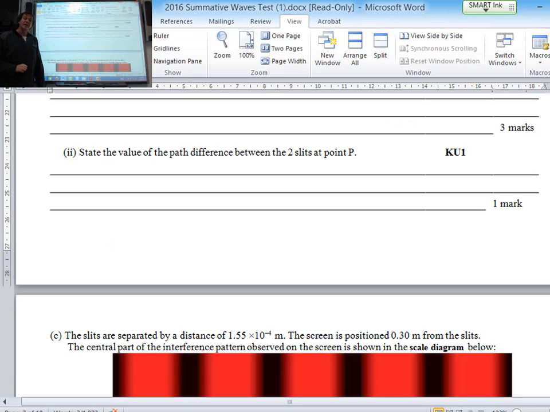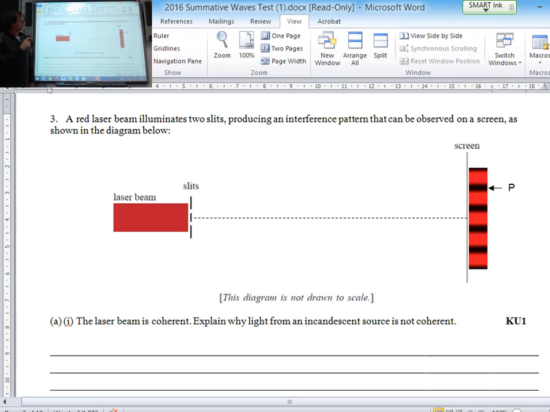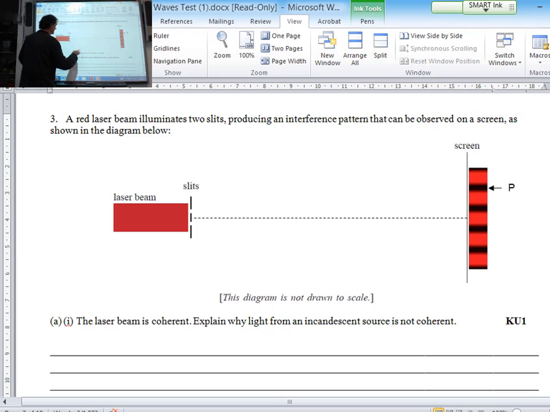Okay? Now this next part says, state the value of the path difference between the two slits at point P. So if you look at point P there, it's actually the second dark band away from the centre. So looking at this here, you would find that this has got a path difference of 0 in the centre from the two different slits. They're going from there and there. They actually travel equal distances to the middle. There'll be a whole wavelength out here. Here will be 2 whole wavelengths out. So the path difference at P will be 1.5 wavelengths.